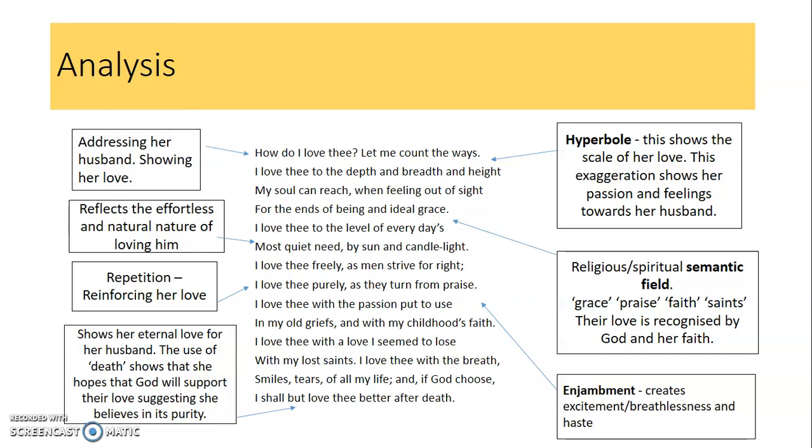So, quite a lot to pick out there. If you need to pause the video at this point to use some of these annotations to put on your own copy of the poem, then you can do that now.